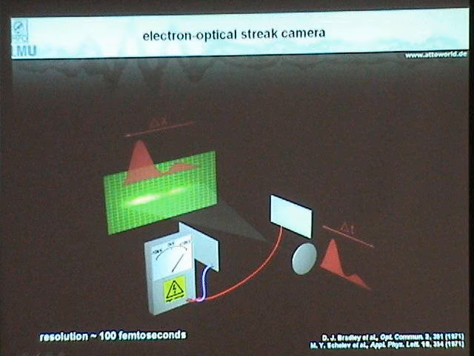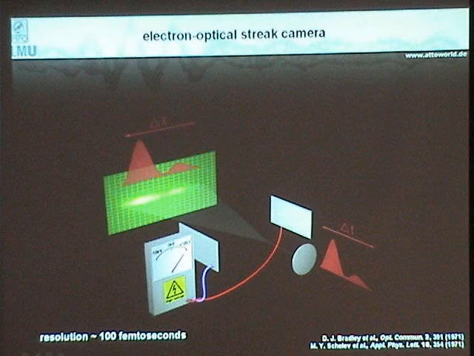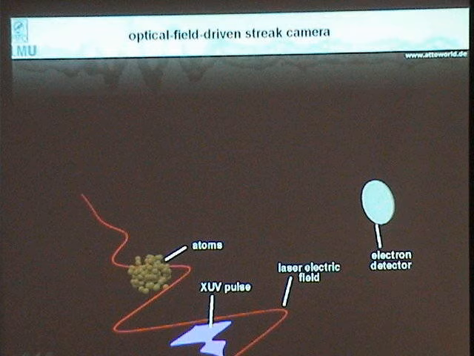State-of-the-art electron optical streak cameras achieve a resolution of around 100 femtoseconds. Now the question was, can this resolution be improved by a factor of 1,000 or something like that? To use the same concept, performing similar measurements on the XUV pulses, which are supposed to have a duration of just a few hundred attoseconds.